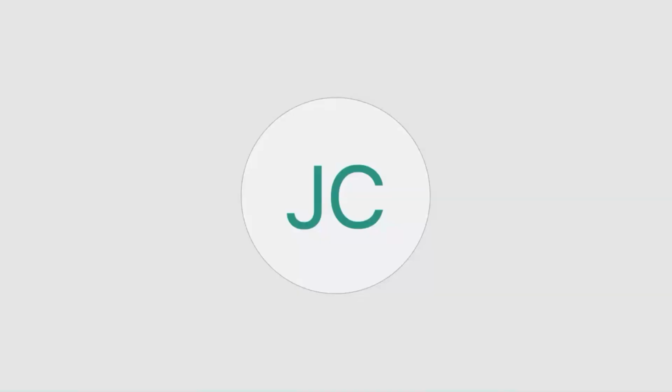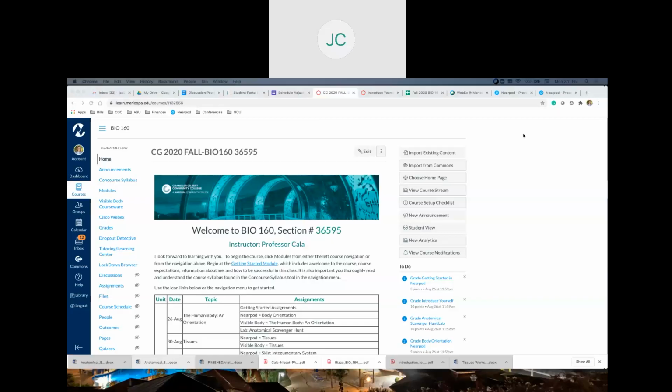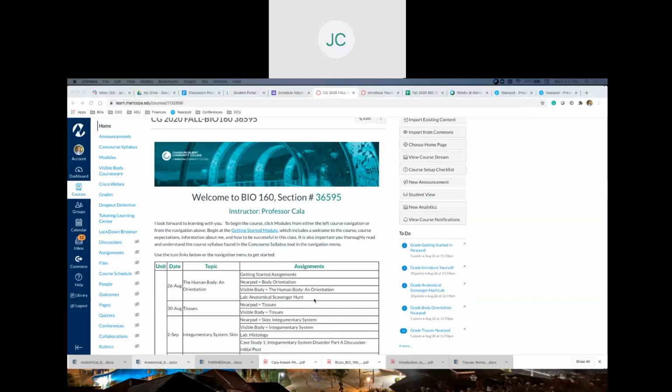Okay, so what I'm going to be talking about is a couple of the ideas that students brought up in the muddiest points that is kind of confusing. So I'll share my screen. Basically, the two topics that we've covered so far are the body orientation stuff and tissues.